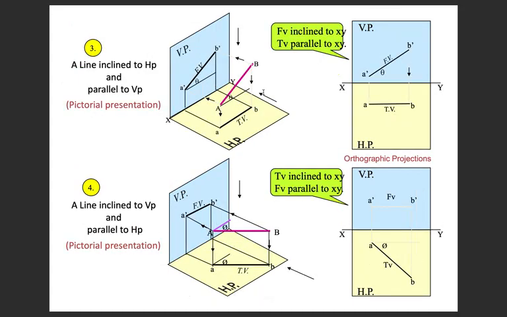Next, line inclined to HP and parallel to VP. In this case you can see we get the actual line in the front view, and the base of the line, that is basically the hypotenuse and the base, in the top view, I mean on the horizontal plane. So for a line inclined to VP and parallel to HP, we get the front view on the vertical plane and the top view on the horizontal plane.